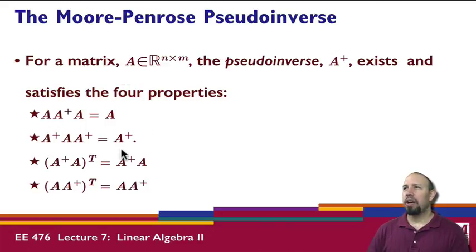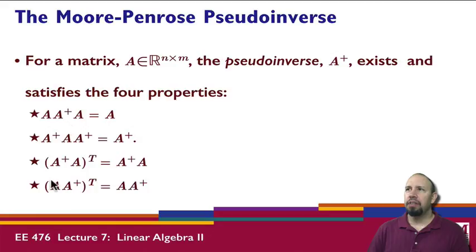Okay, so we have these 4 properties. The third says that if I take the product A times A pseudo-inverse, that product is symmetric, equal to its own transpose. Similarly, if you multiply them in the opposite direction, that product is also equal to its own transpose. Remember that if we take the inverse matrix times the original matrix, we get the identity, which is a symmetric matrix, and I can multiply in the other direction and it is also symmetric. So these 4 properties are easily satisfied by the inverse if the inverse exists.